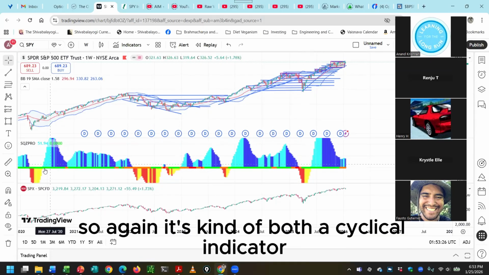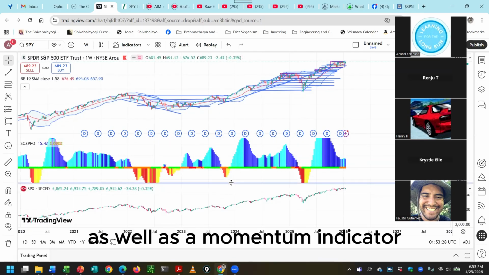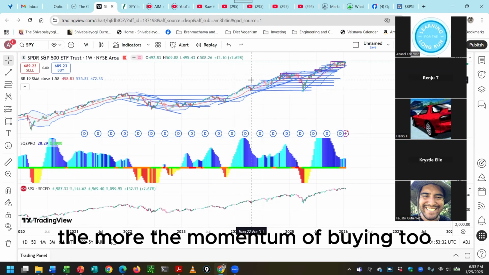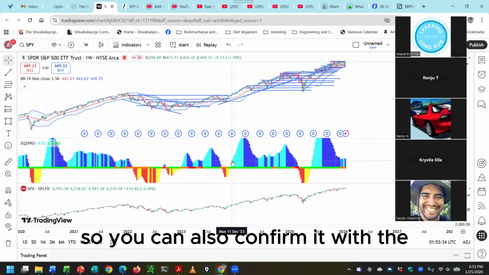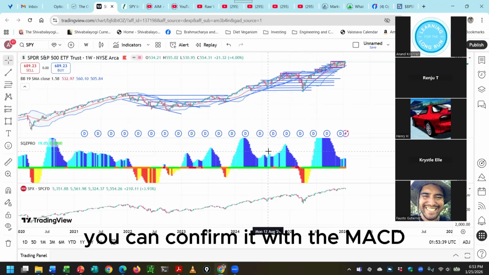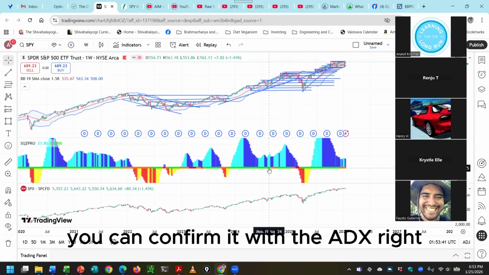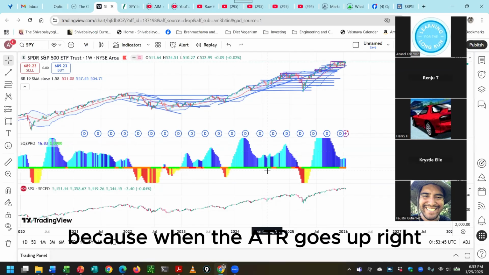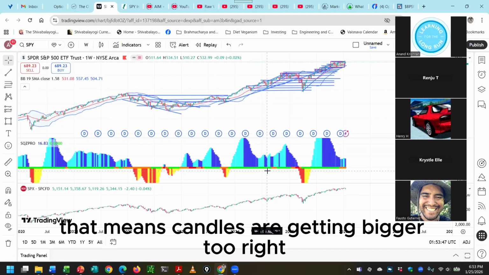So again, it's both a cyclical indicator as well as a momentum indicator, because as you can see, the stronger these histograms are, the more the momentum of buying too. So you can also confirm it with the size of the histograms on the squeeze. You can confirm it with the MACD, with the ADX, and with the ATR, because when the ATR goes up, that means candles are getting bigger too.